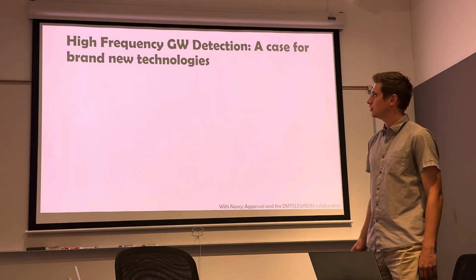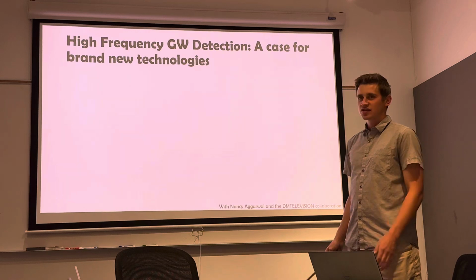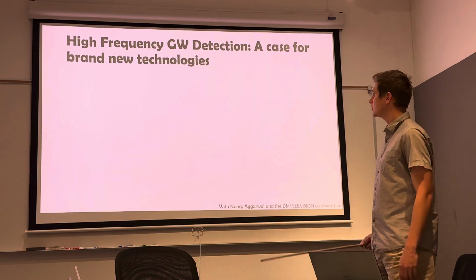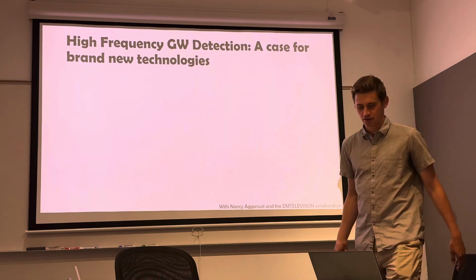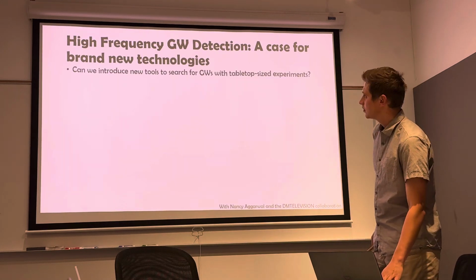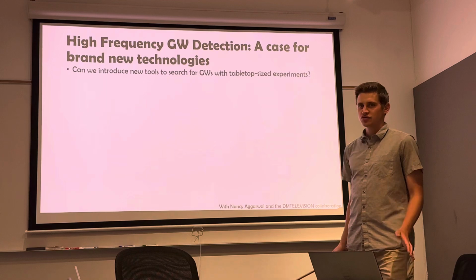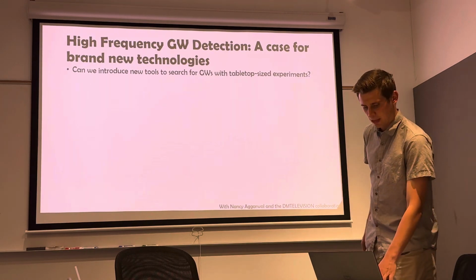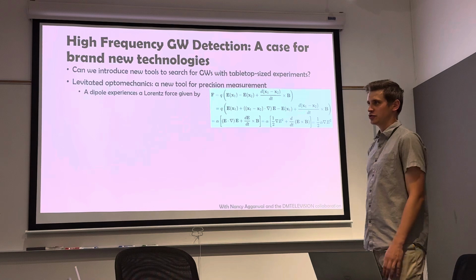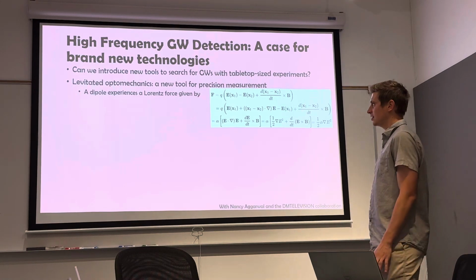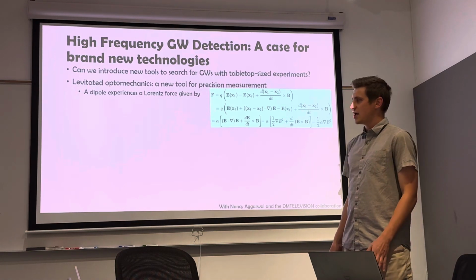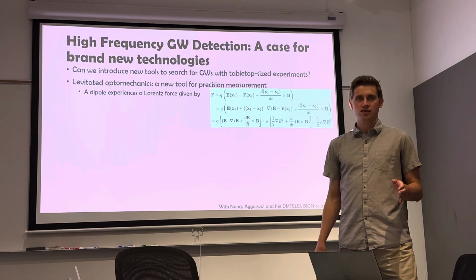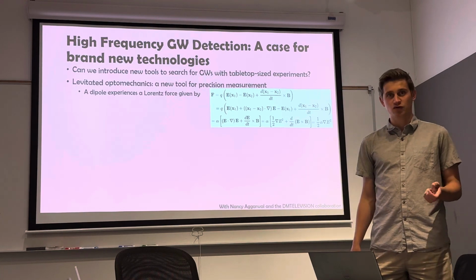All right, so there is some case for adapting existing interferometers to gravitational wave detection, but what about brand new technologies? In other words, can we introduce new tools that allow gravitational wave detection with tabletop-sized experiments? So here I'll introduce something called levitated optomechanics. This is an experimental technique that has found great use within the last couple decades for very precise force measurements.